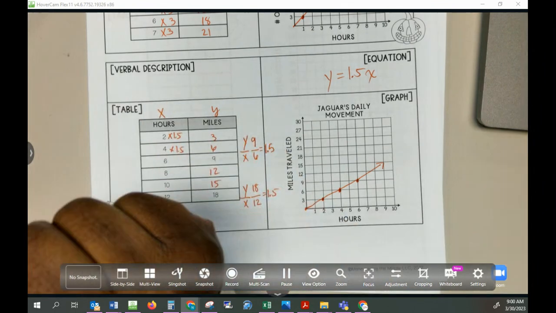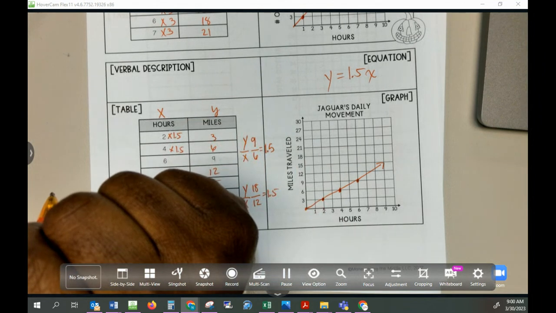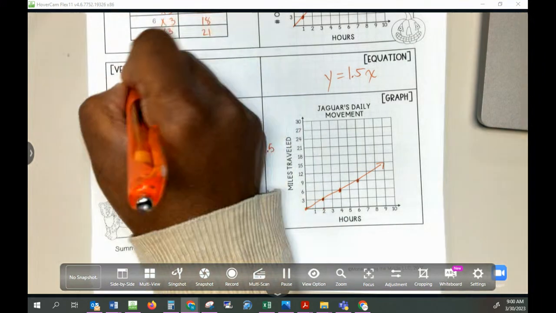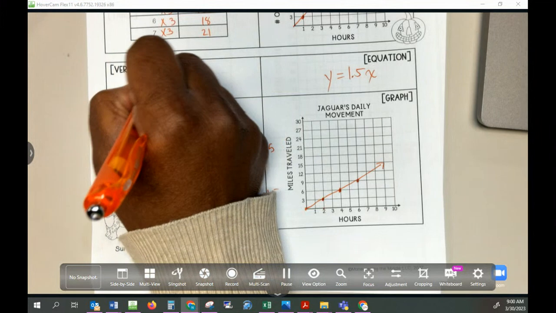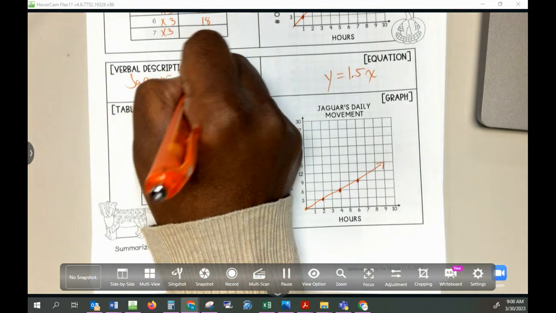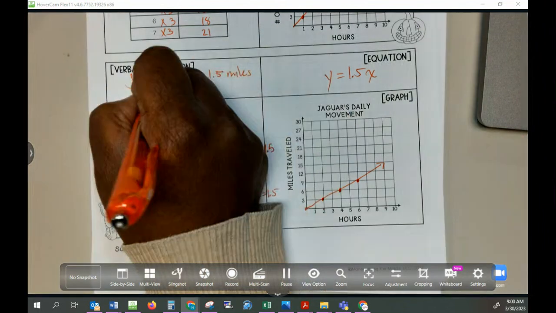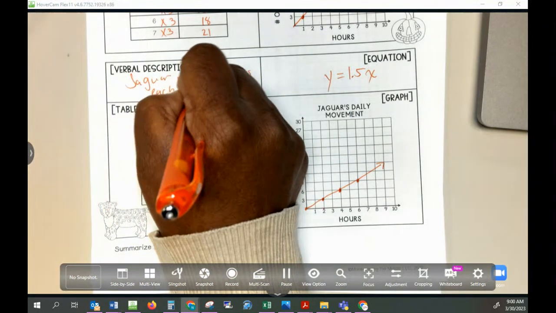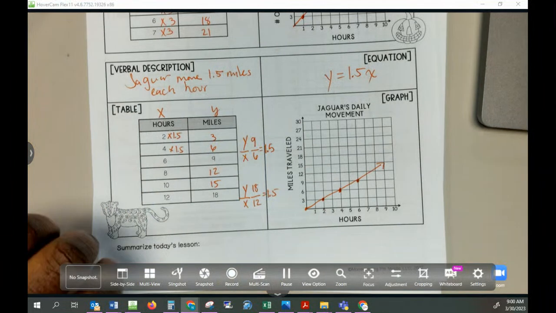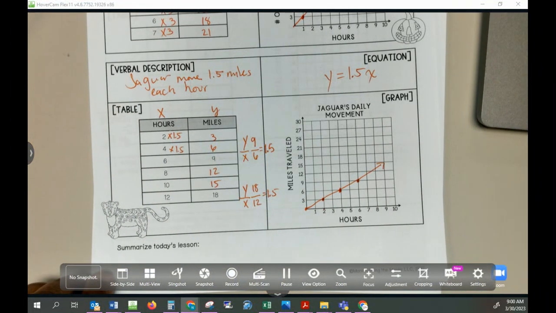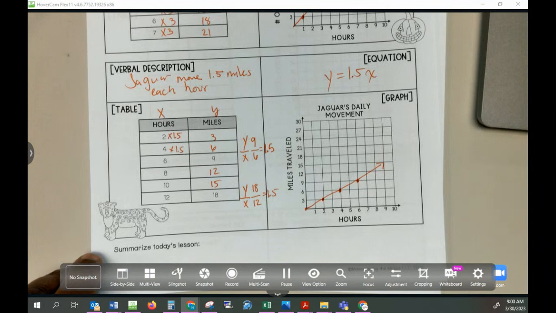You said that the Jaguar did what? I repeat. Okay. So the Jaguar moved 1.5 miles each hour. Great job. All right. So that's really it.